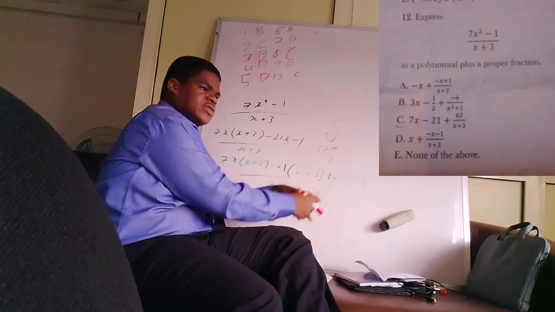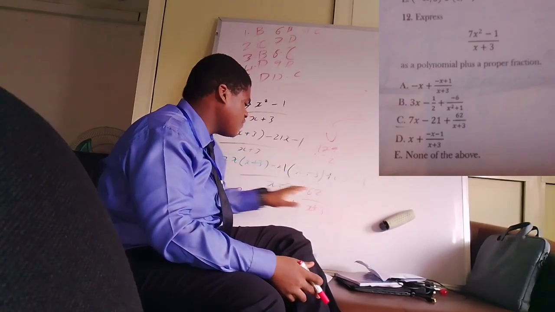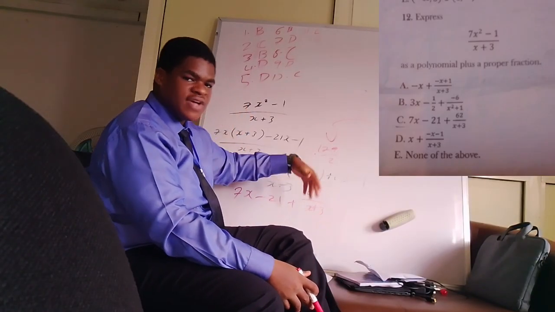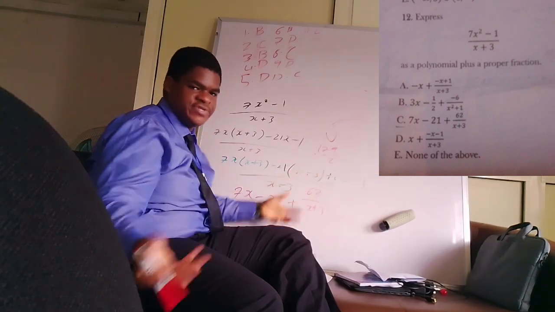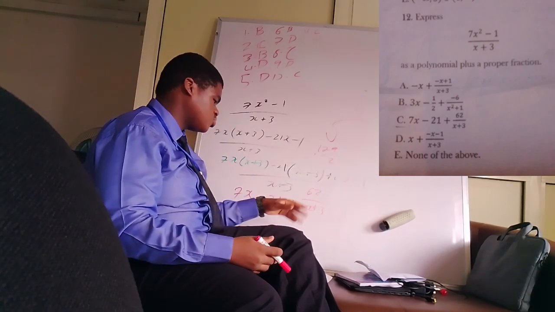Then just keep forcing it till you reach the place where you cannot force it again. You have 73. You are not forcing x plus 3 there again. Whatever you force in, you have to also subtract it out. So there's no need forcing it again. You can just stop here. And you now get 7x minus 21 plus 62 over x plus 3.